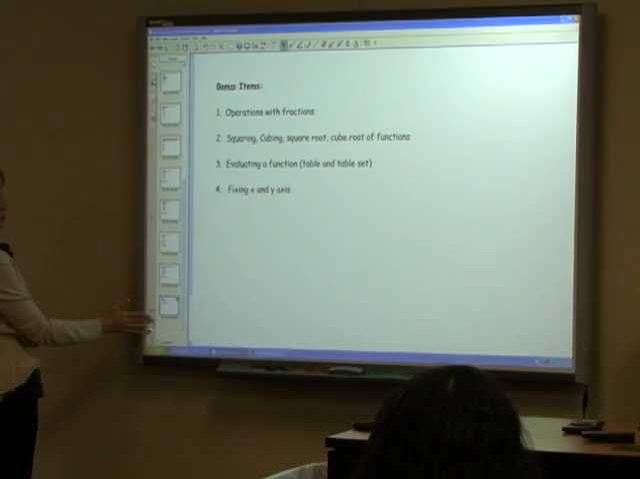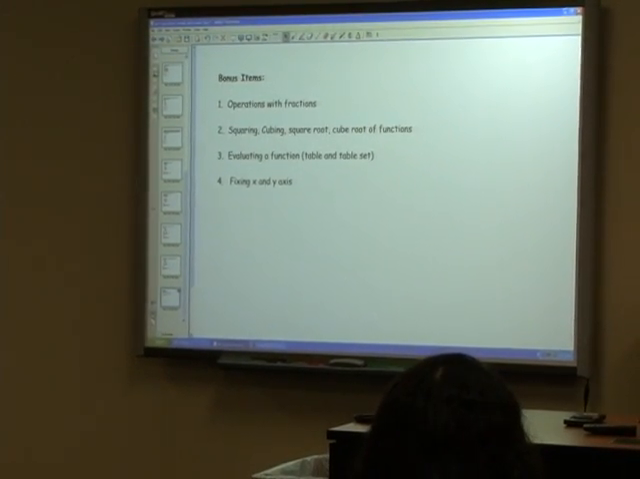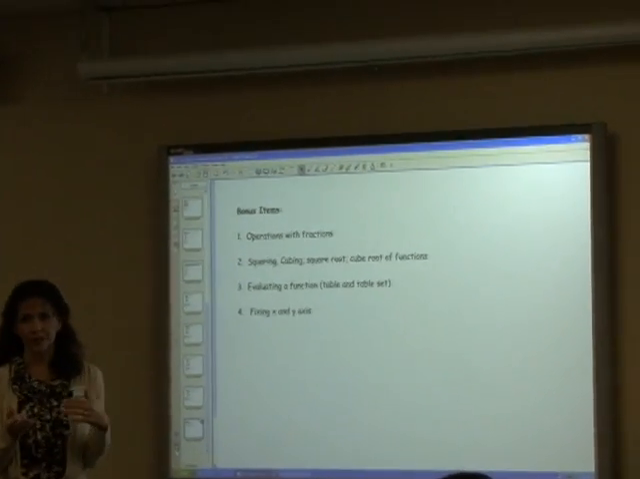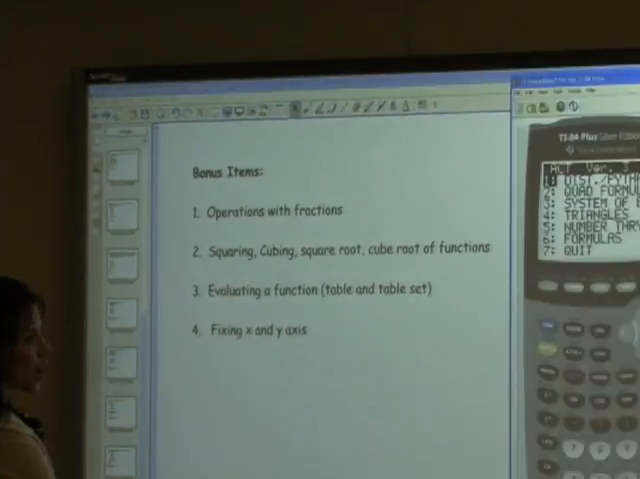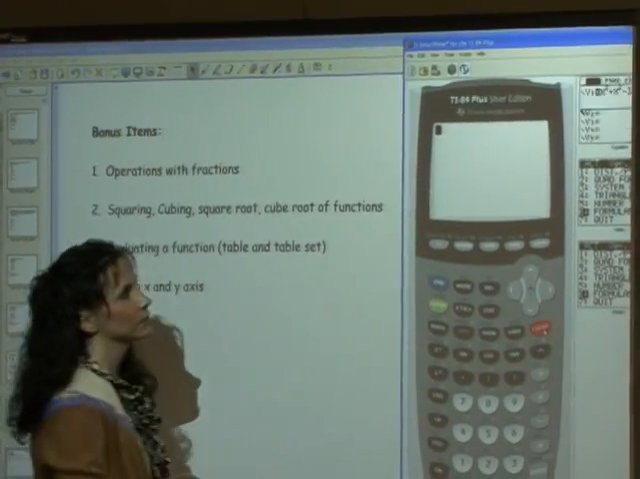The last thing that I kind of want to show you is just maybe some basic things with your calculator. You probably already know them, but if you don't, it just makes things a lot easier. Okay? So I'm going to get out of my ACT program, 7 for quit, and then clear.